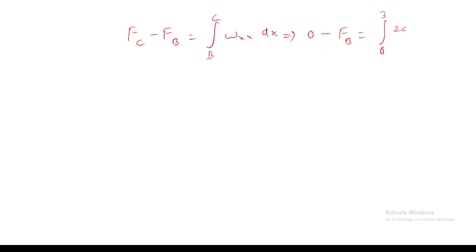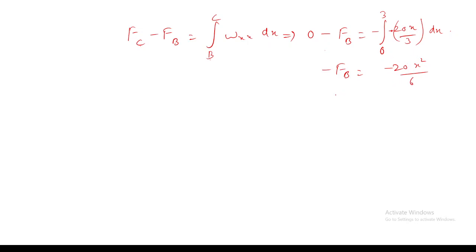It will be 20x by 3, right? And it should be a negative value. So the negative sign, I'm taking it here. dx. So minus FB equals 20 into minus 20 into x square divided by 6.